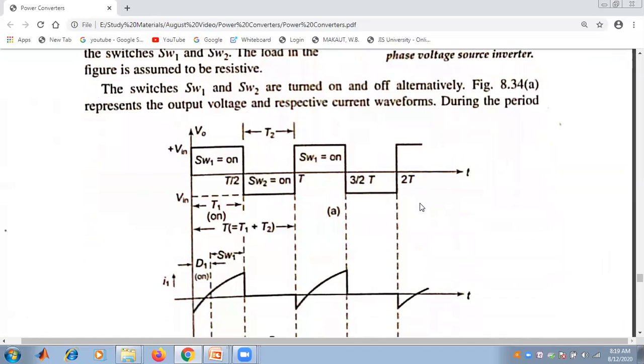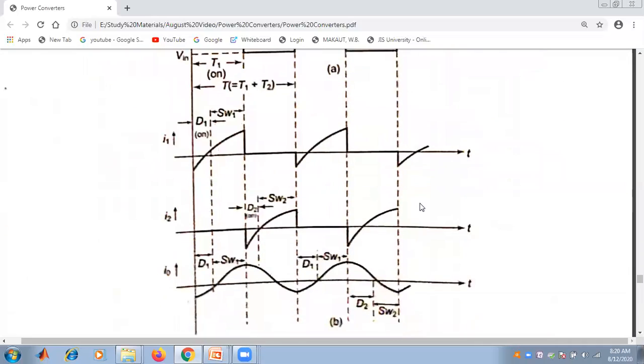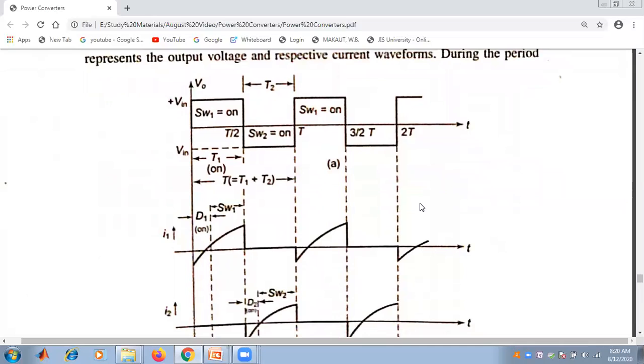So let us discuss the operation of the half bridge voltage source inverter. Switch 1 and switch 2, that is the two switches, are turned on and off. That is, both of the switches are turned on and turned off in an alternate manner. So let us concentrate on the output voltage and the current waveform. Within the time period 0 to T by 2, switch 1 is on and the output voltage V0 becomes V in.